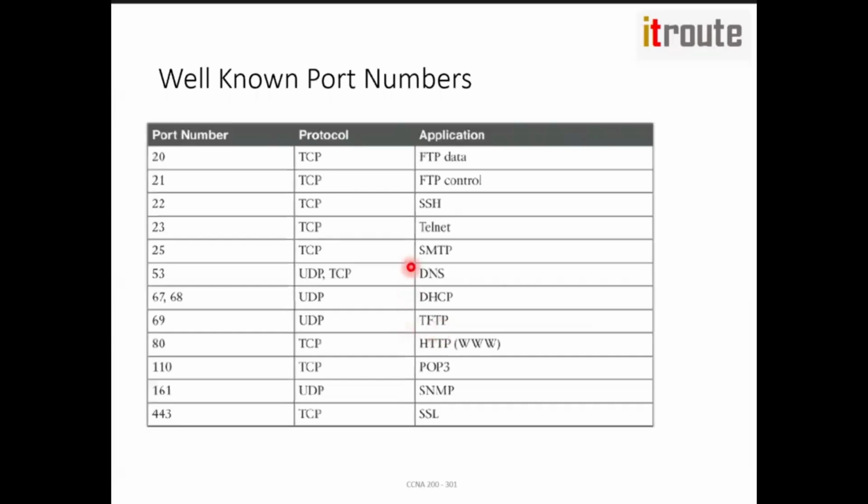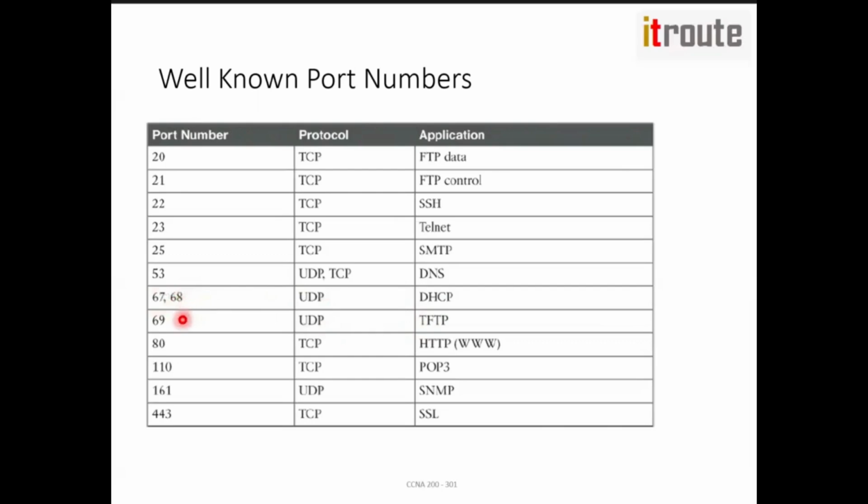Some of the well-known port number information we have here. Let's say FTP data uses port number 20, FTP control uses 21, SSH uses 22, Telnet 23, SMTP 25, DNS 53. You can see all these services are using the TCP protocol. DNS uses both UDP and TCP protocols.